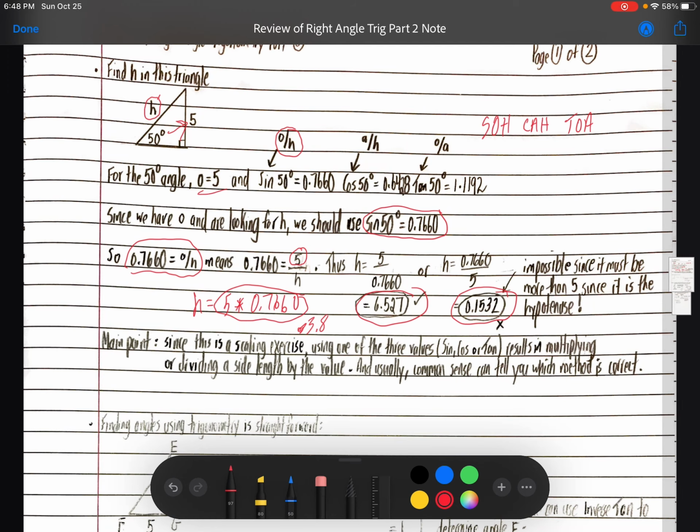So if you're not someone that's strong with solving equations, then you can try, like, I'll multiply the 2 values, and then I'll divide the 2 values in one way. So again, I multiplied 5 and 0.7660 here, and then I divided them in one order to get this 6.527, and I divided them in the other order to get that. And more often than not, there'll only be one possible answer that is correct. And you can see here, because it's got to be more than 5, you know that the correct answer is 6.527, right?